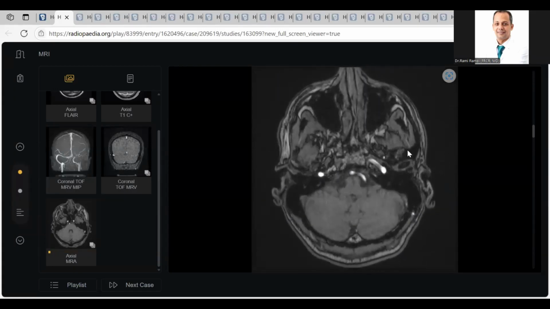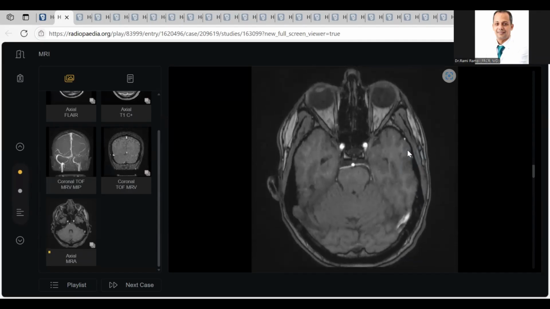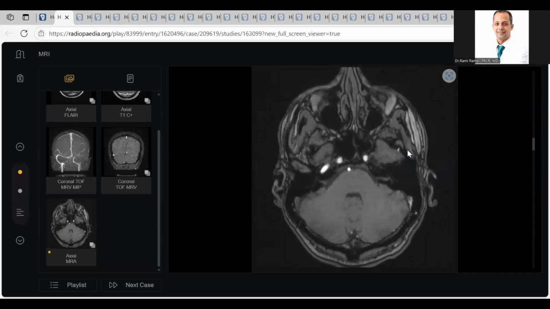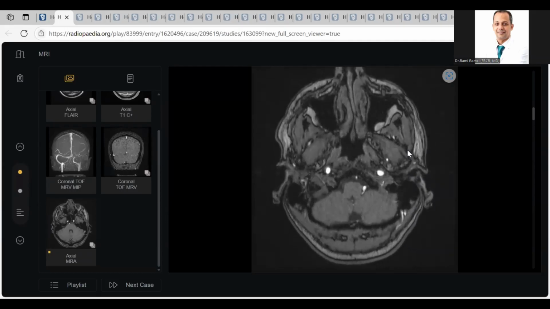Tell me your diagnosis. There is no significant enhancement of this lesion, so it's less likely to be a paraganglioma. So this could be schwannoma or any other.